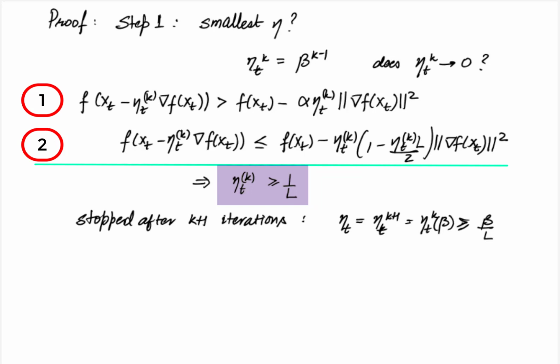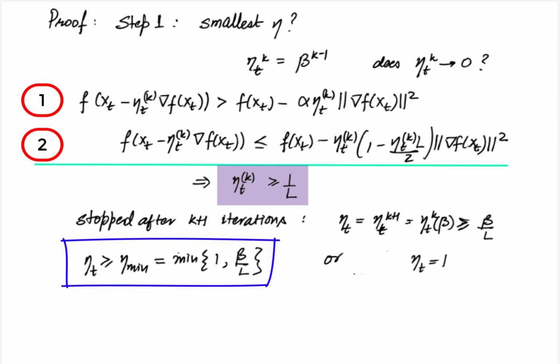There is a possibility that the line search does not even start because the requirement is violated right at the start. This would happen if L is too small, and in that case eta_t will be equal to 1. So generally we can say that eta_t is greater than or equal to eta_min, where eta_min is the minimum of 1 comma beta over L. So this also makes sense.